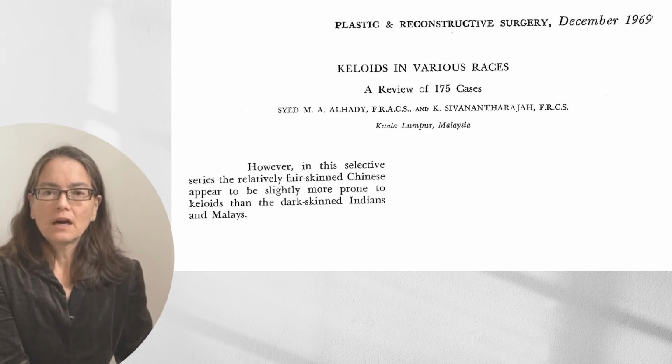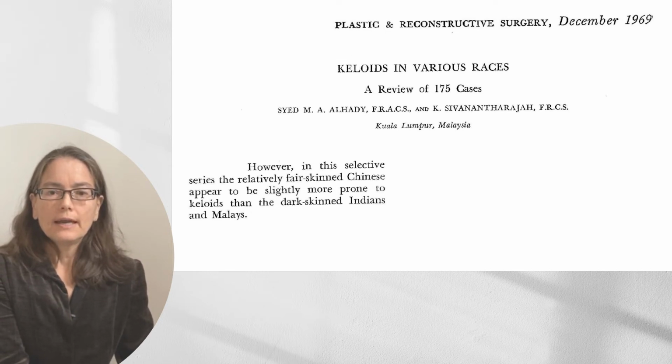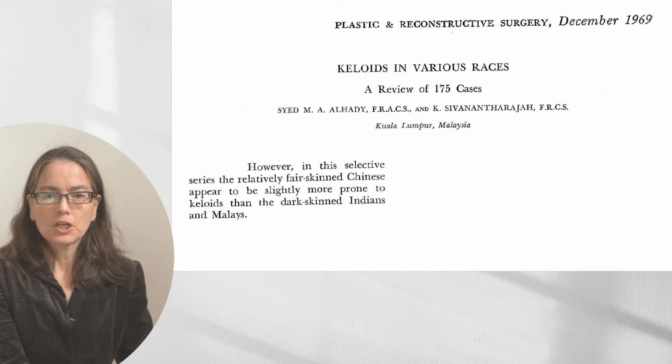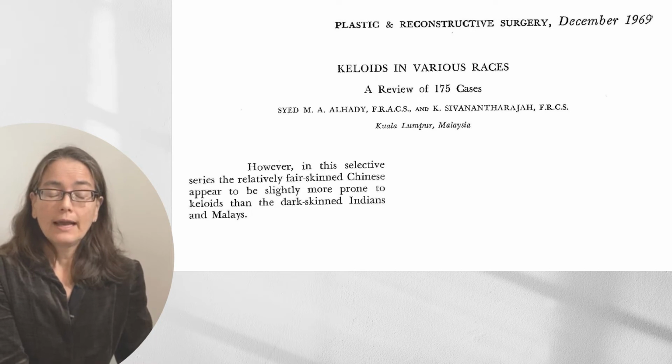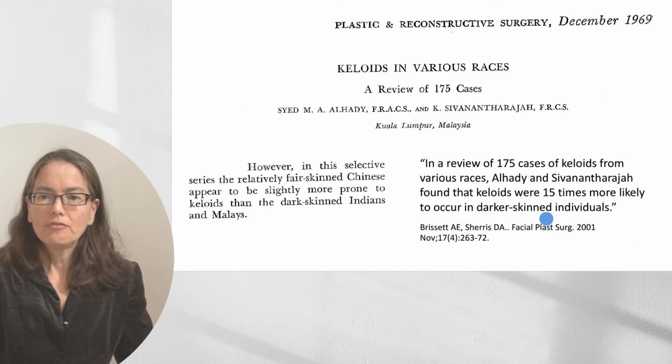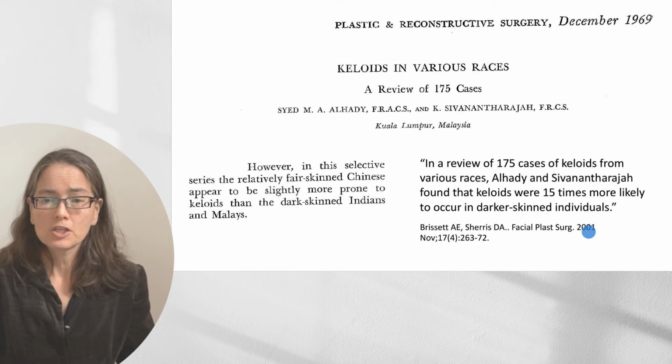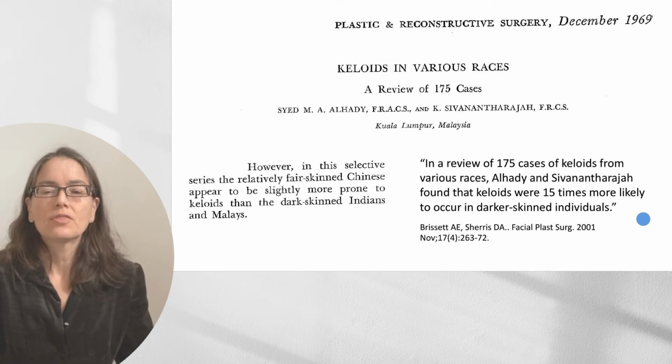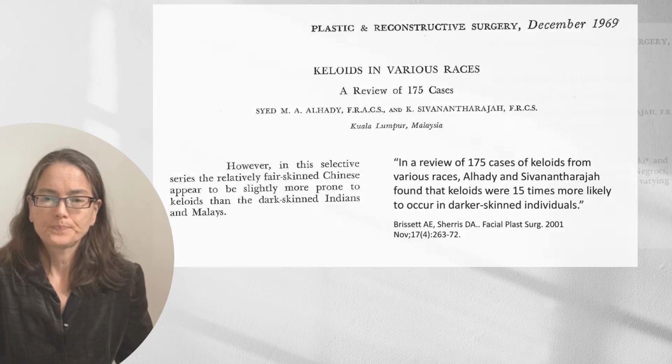So this is from 1969. It was a study that was performed in Malaysia, and this is what their results showed. In this selective series, the relatively fair-skinned Chinese appear to be slightly more prone to keloids than the dark-skinned Indians and Malays. And I did the math and found the ratio was about 2 to 3 times more likely for the fair skin versus the dark skin. So let's compare that now to what Brissett has said. Here we have 15 times more likely in darker skinned. So not only is the number wrong, 15 versus 2 to 3, but the arrow is pointing in the wrong direction. And this misinformation, as I mentioned, is in 3 additional papers and is still in the literature.